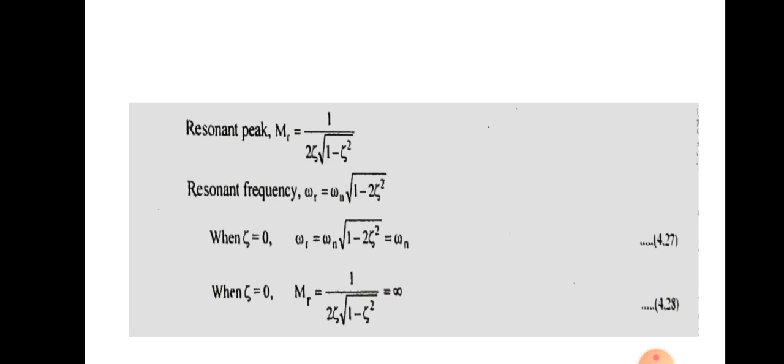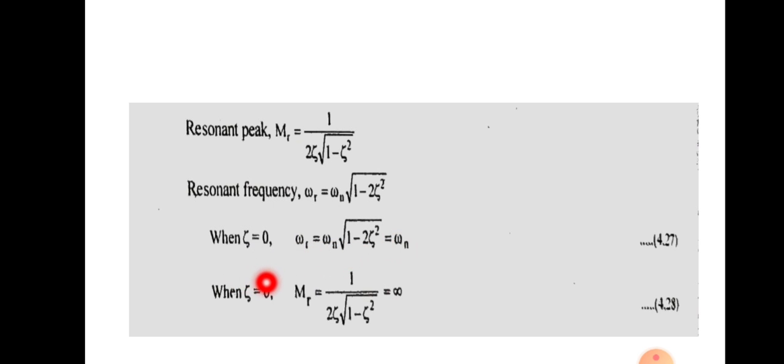So when we substitute epsilon equal to 0, we will get omega r, that is the resonant frequency, equal to omega n into square root of 1 minus 2 epsilon square. When we substitute epsilon equal to 0, we will get that value equal to omega n. That means when epsilon equal to 0, the resonant frequency will have a value of omega n.